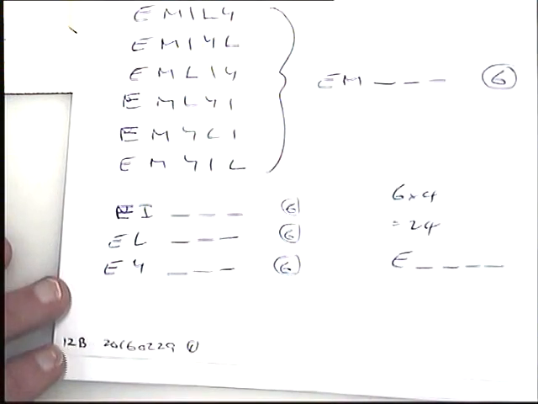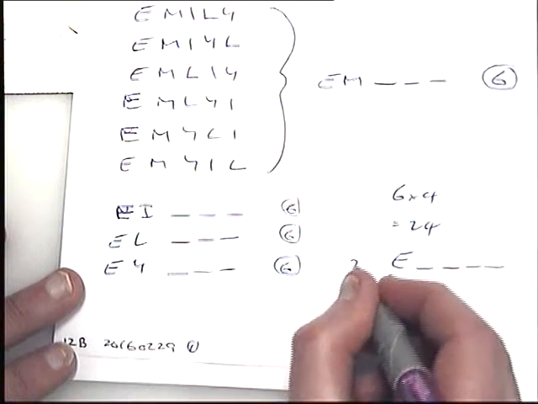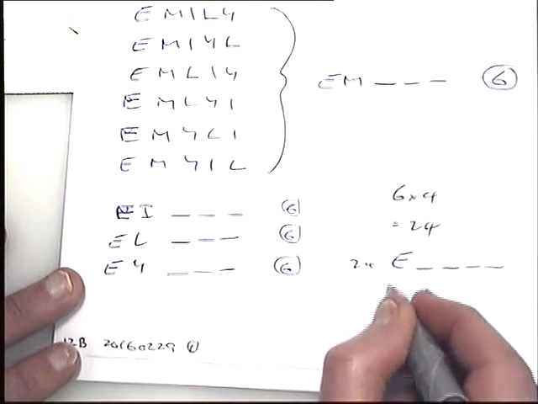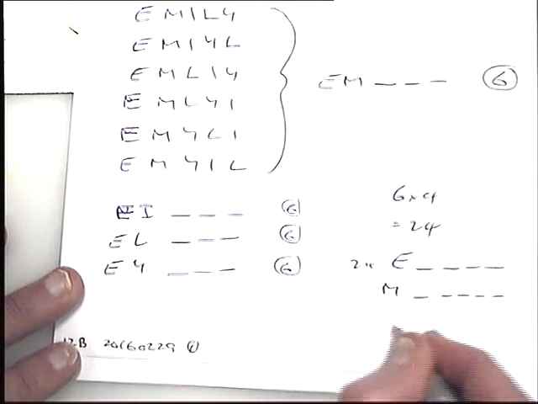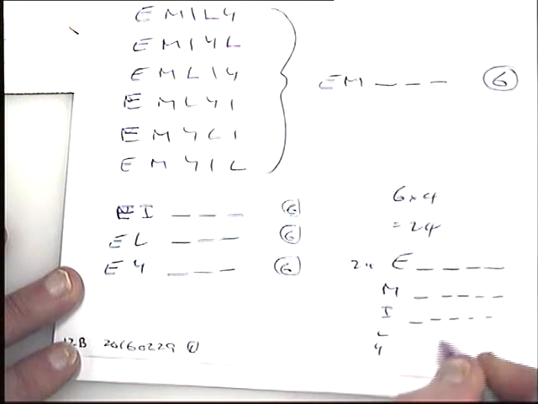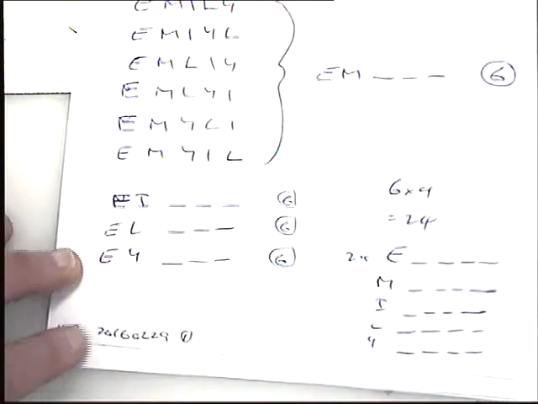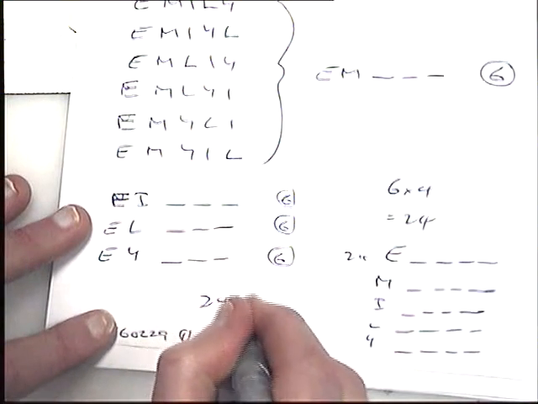Times that by 5. Why by 5? There's 5 others. Yeah, because there are 24 E blank blank blanks, 24 M blank blank blanks, and so on with the I's and the other ones. So 24 times by 5, 120.